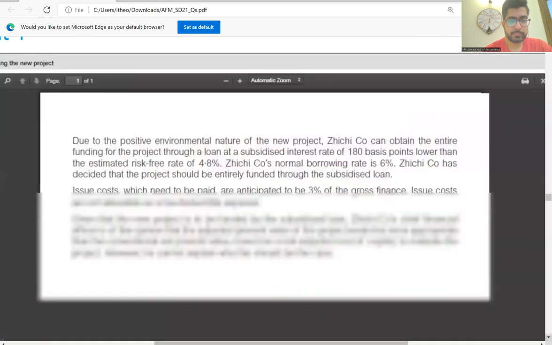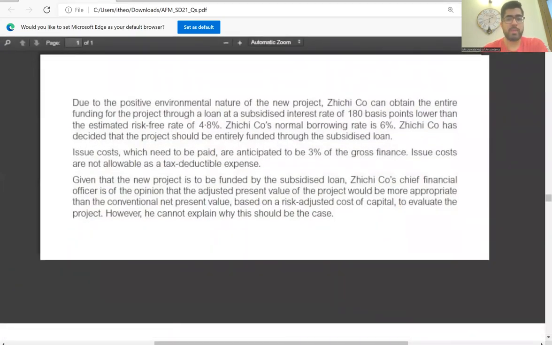Exhibit 4. Due to its positive environmental nature, ZHICHI can obtain the entire funding through a loan at a subsidized rate of 180 basis points, 1.8% below the risk-free rate. That means you can get funds at 3%. At 1.8% below 4.8, so 3%, the normal borrowing rate is 6%. You can get it for 3%. ZHICHI has decided projects should be funded through the subsidized loan. Issue costs are 3% of gross finance. They are not allowable for tax deduction.